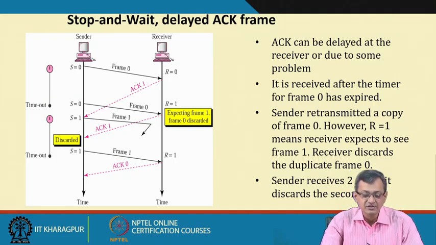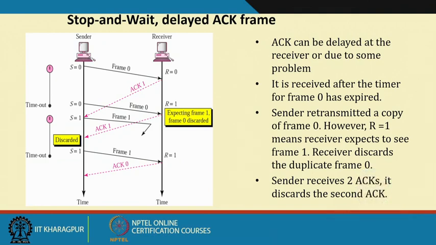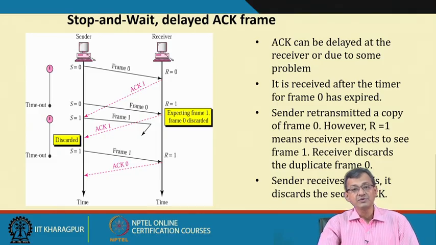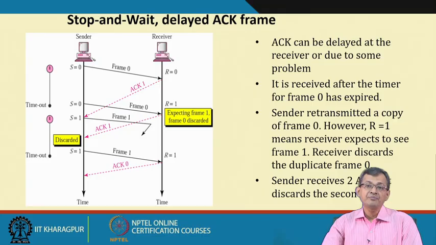Stop and wait, delayed acknowledgement frame. It so happened that the acknowledgement is sent, but it is delayed, right. An acknowledgement can be delayed at a receiver or due to some problem. It is received after the timer for frame 0 has expired. The sender transmitted a copy of frame 0, however R equal to 1 means the receiver expects to see frame 1, right. So the receiver discards the duplicate frame 0. Previously there was a duplicate frame 1 because of the acknowledgement problem.